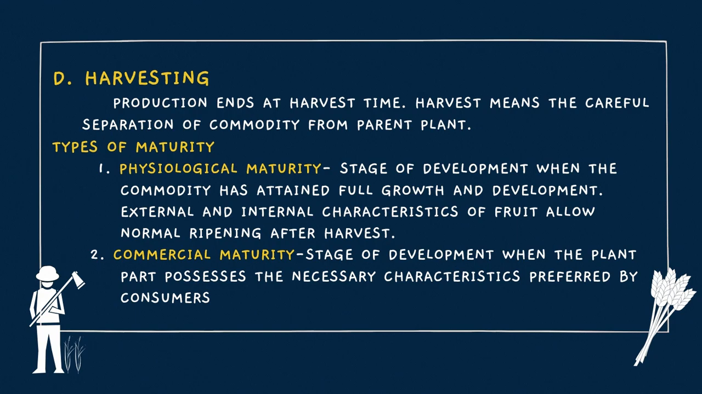Types of maturity. Number 1. Physiological maturity. Stage of development when the commodity has attained full growth and development. External and internal characteristics of fruit allows normal ripening after harvest. Number 2. Commercial maturity. Stage of development when the plant part possesses the necessary characteristics preferred by the consumers.